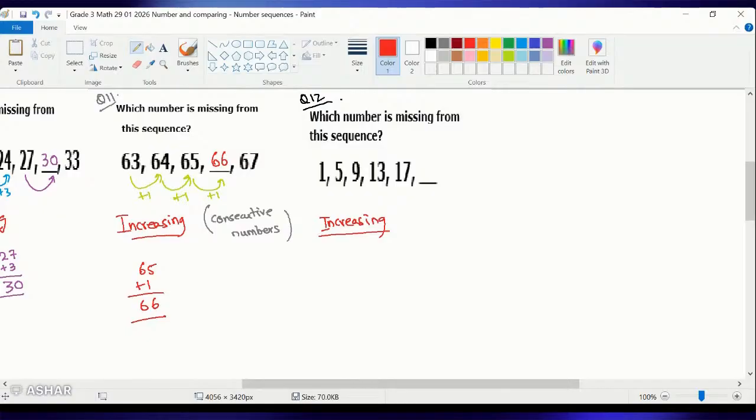Question number 11 had consecutive numbers, right? But can I say that question number 12 has consecutive numbers? Would that be possible? That is not possible. Why? Because the numbers do not have a difference of 1. When the numbers have a difference of 1, then they are consecutive numbers, right?